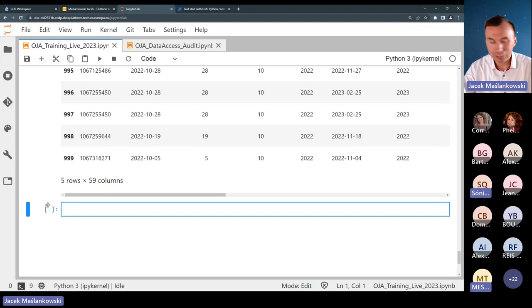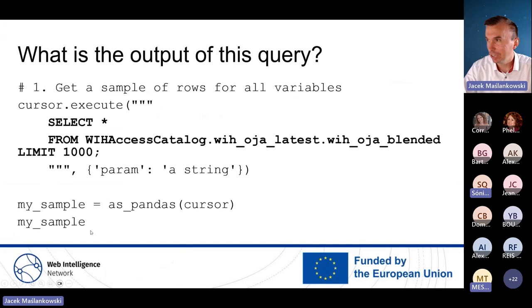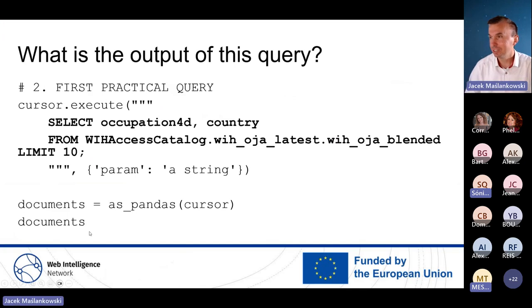And now we are going to the next slide, and fortunately, we will have our first practical query. Now it's time for you. Something has changed. Please copy and paste and change asterisk into occupation for that 4-digit and country, and change limit to 10 and display the documents. Yes, we will have only the first 10 rows displayed now.